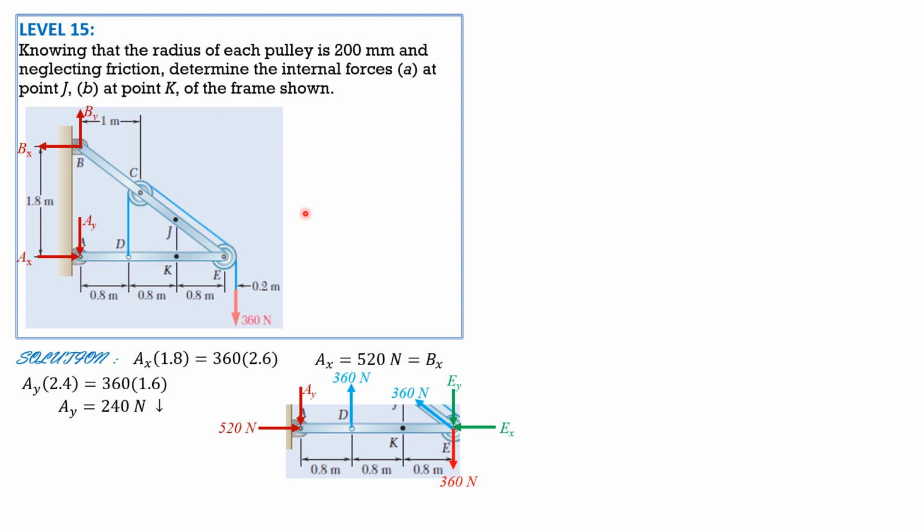Then considering the entire free body diagram to solve for BY equals AY plus 360. So BY equals 240 plus 360. So BY equals 600 newtons upward as shown. So we now isolate this part because we can now compute the internal force system at J.